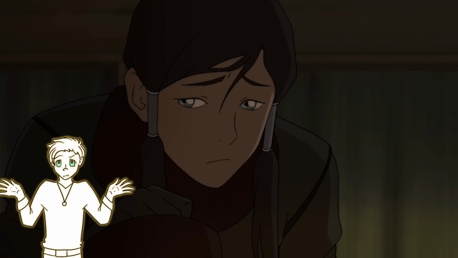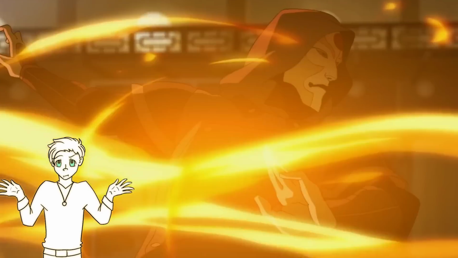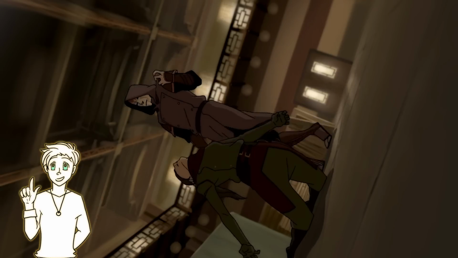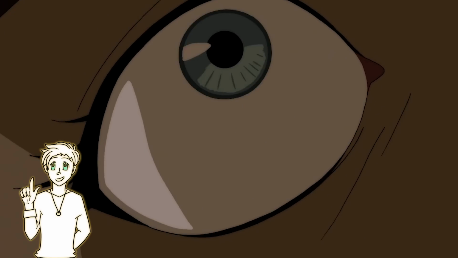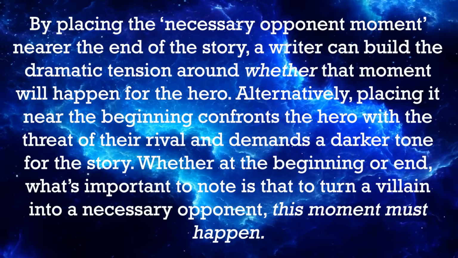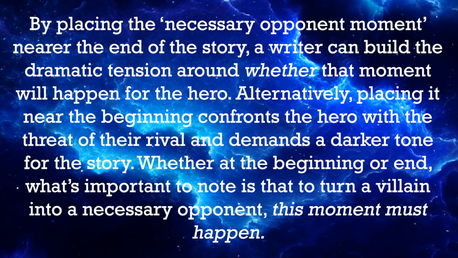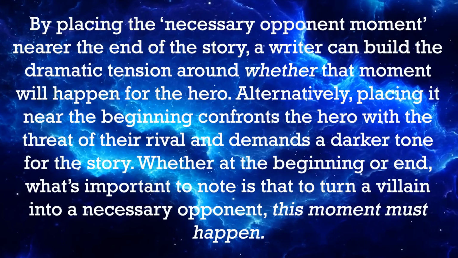In The Legend of Korra Season 1, it was only at the end of the story that Amon devastated Korra in a way that nobody else ever could have, by taking away the one thing that she had defined herself by for much of her life: her bending abilities. By placing the necessary opponent moment near the end of the story, a writer can build the dramatic tension around whether or not that moment will happen for the hero.